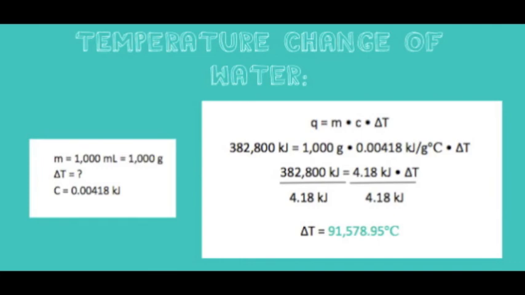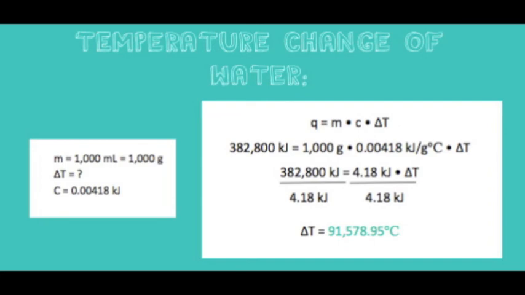Since we are trying to solve for the change in temperature, we must isolate delta T by dividing both sides by 4.18 kilojoules in order to get delta T by itself. We must then divide 382,800 kilojoules by 4.18 kilojoules to get 91,578.95 degrees Celsius. This number is our change of temperature.